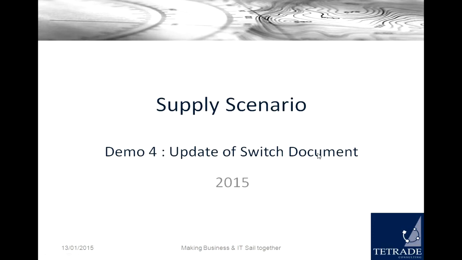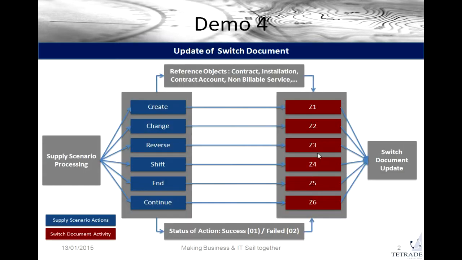This last demo is intended to show the integration of the supply scenario concept with switch documents. The switch document is the object used to control and document the change of supplier process. The statuses of the change of supply process, the related activities, and the received or sent messages are recorded in the switch document. You can update the switch document in all use cases I have shown.